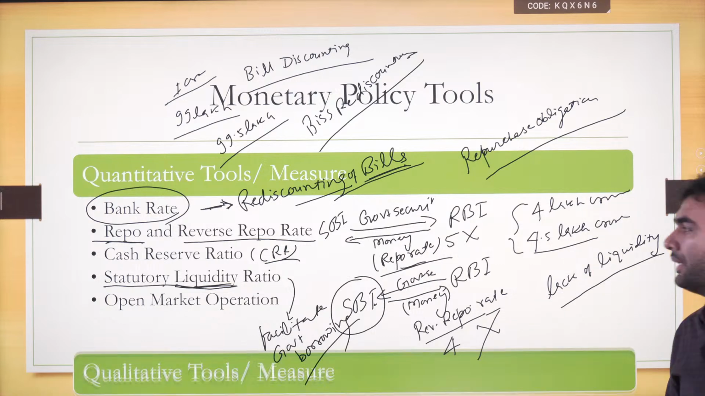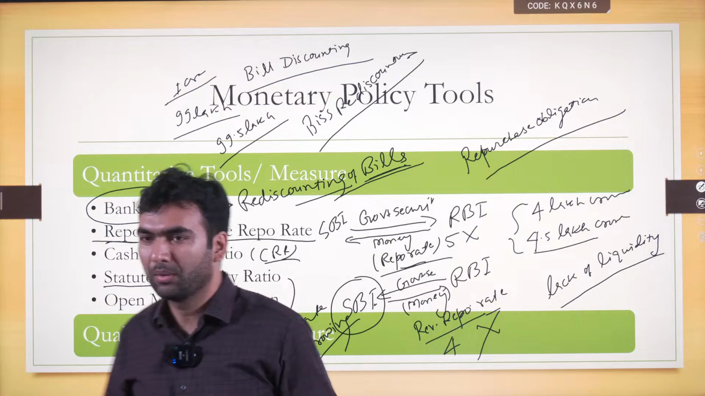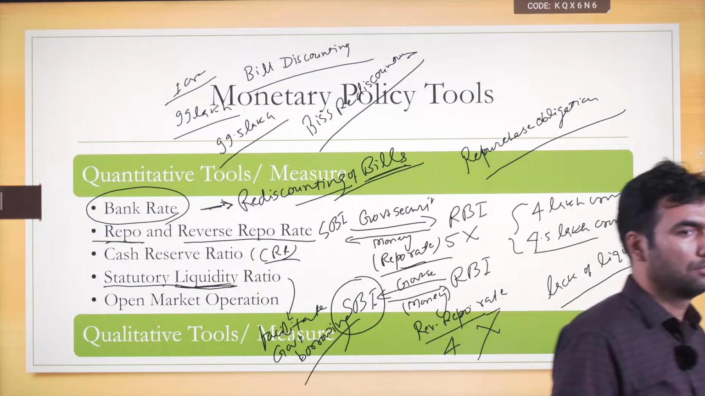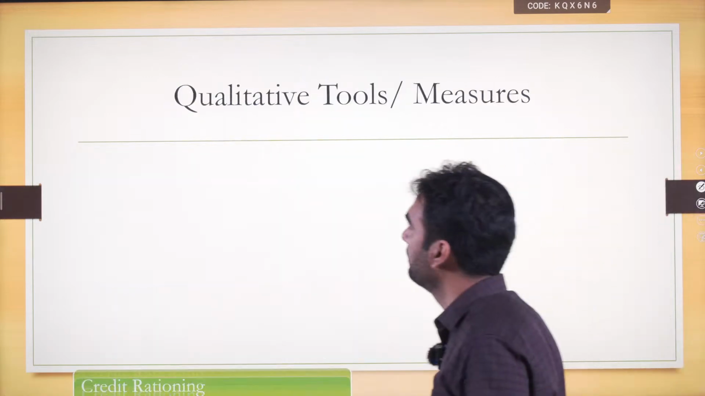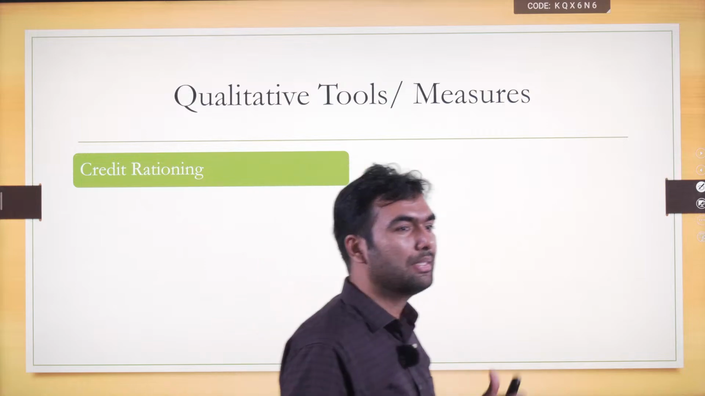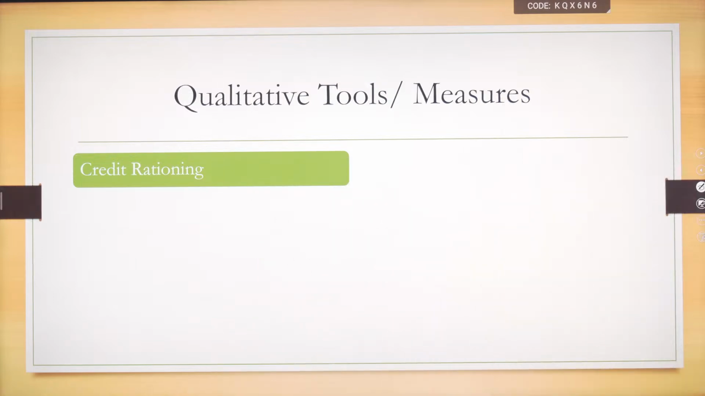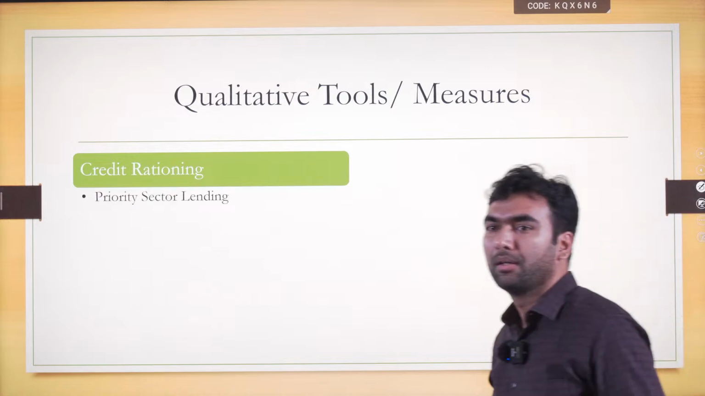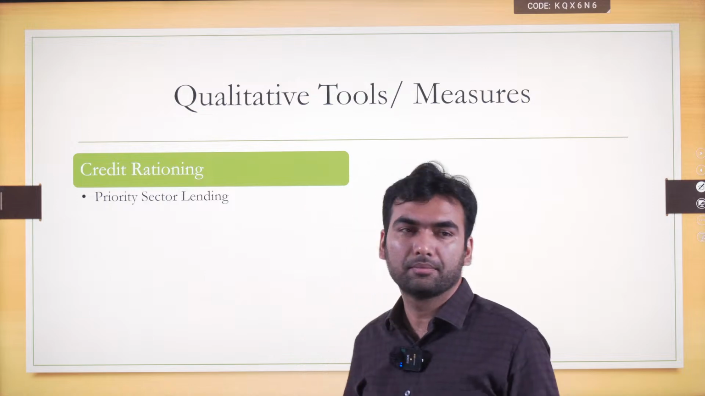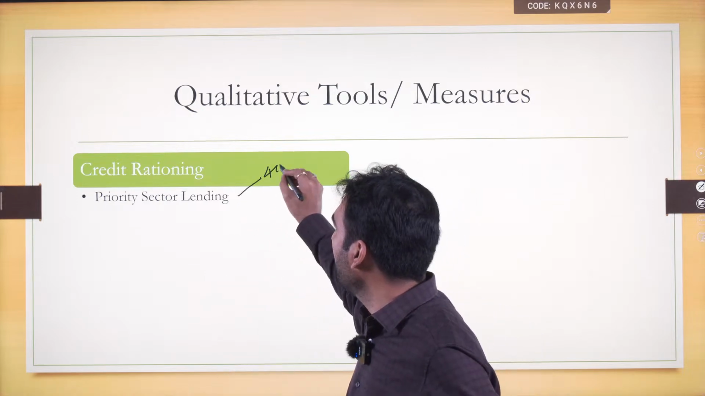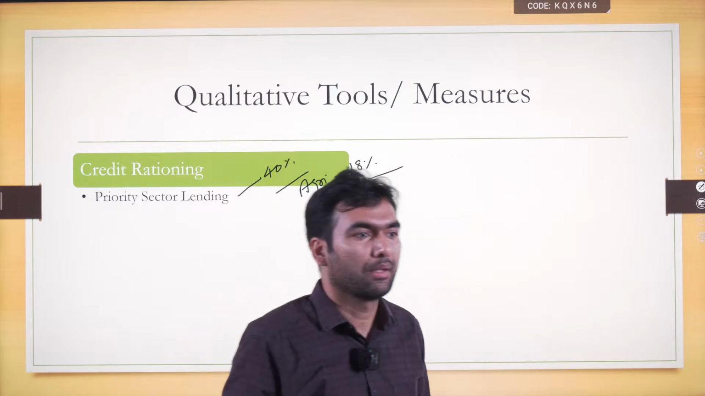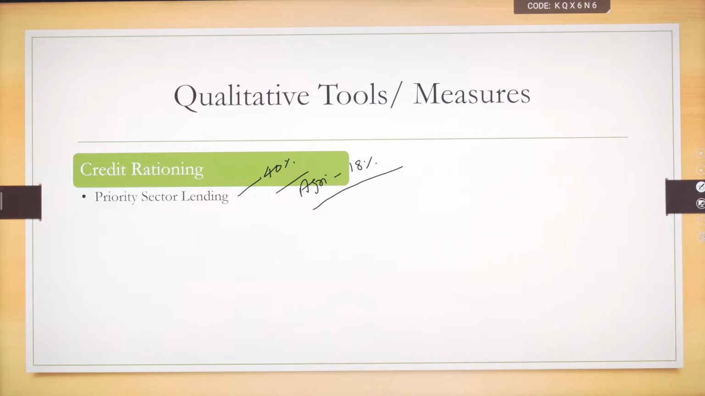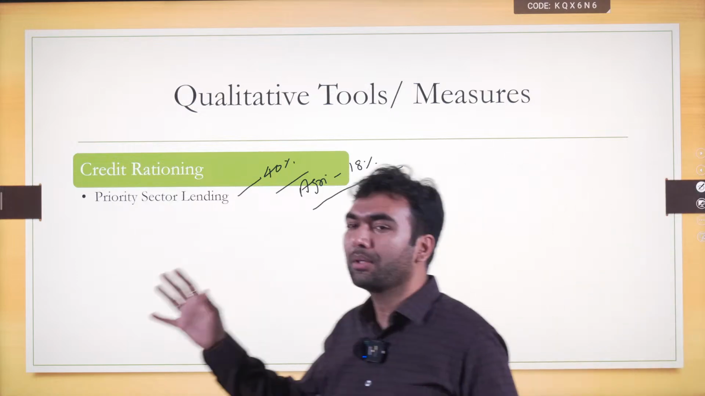Then there are some qualitative tools. What are the qualitative tools? First is credit rationing. For example, priority sector lending. What is the priority sector lending target? Yes, 40% overall. For agriculture, 18%. There is a sub target as well. Okay. So credit rationing is when RBI instructs the bank to increase or decrease lending in a particular sector.